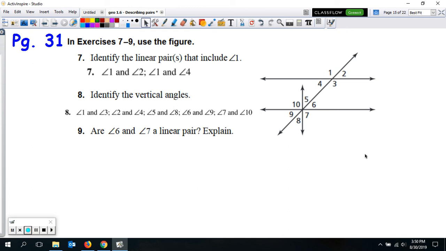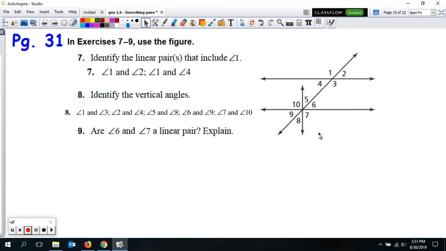And you just want to write them all down. So we already said from up on top, there was 1 and 3, angle 2 and angle 4. And then we said 5 and 8, those are vertical angles. 6 and 9, those are vertical angles as well, because you can see the opposite rays going there. 7 and 10, those are also vertical angles.